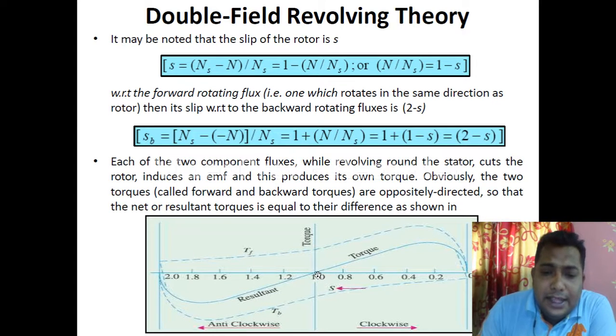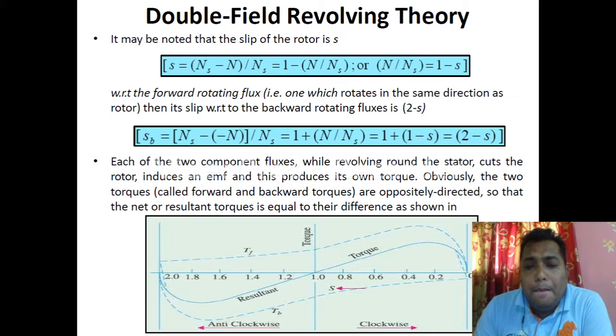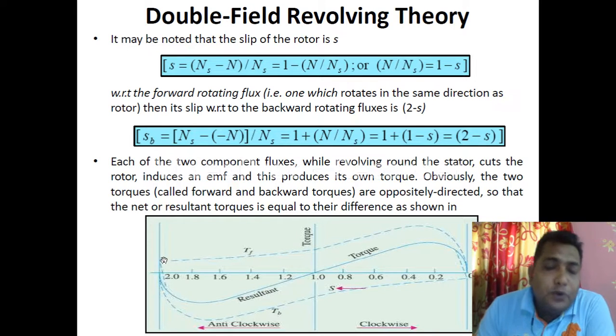At the center the slip has a value of 1. In the right hand end we have a slip value of 0, and in the left hand end we have a slip value of 2. Now for the forward slip the characteristics will be like this. Follow my pointer. For the forward slip the characteristics between slip and torque is this. For the backward slip the torque slip characteristics will be this.